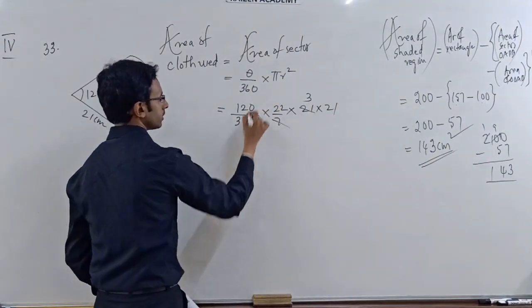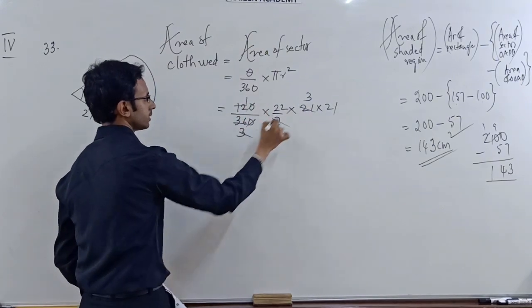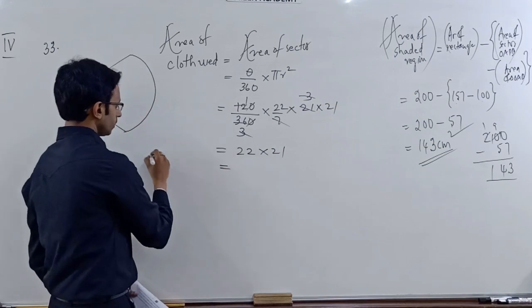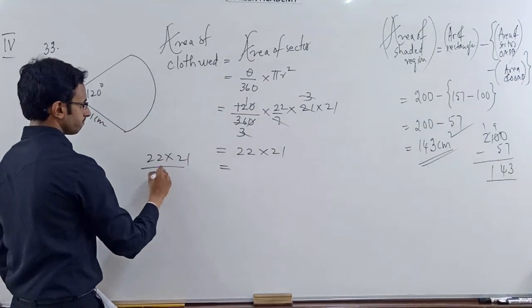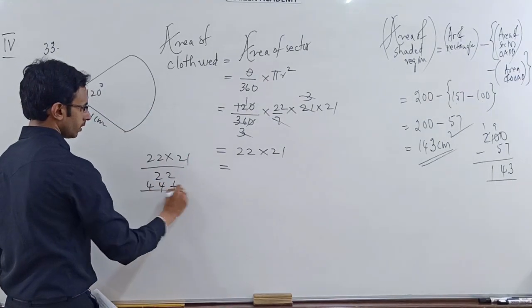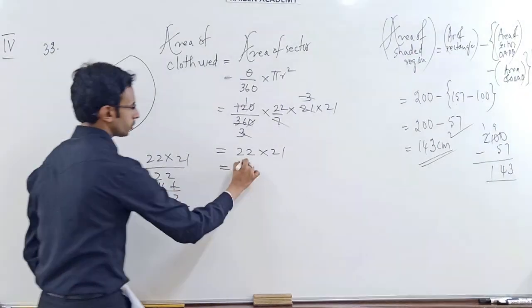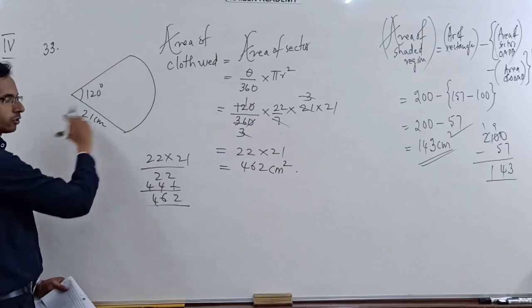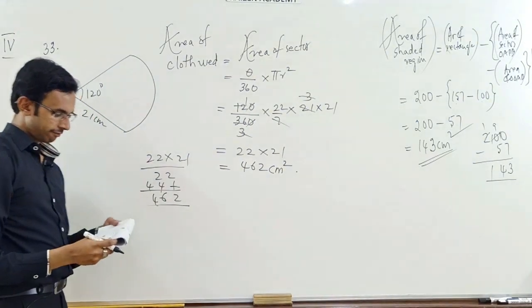7 3s are 21, 0 cancels, 12 3s are 36, 3 and 3 also will cancel, you get 22 into 21. So if you multiply this, you get 462 centimeter square. So this is the area of the cloth used for making the hand fan.